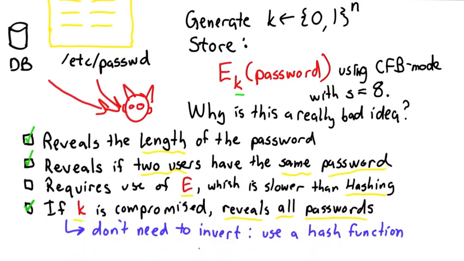The solution to this is that we don't actually need to invert the password to check it's correct. All we need to do is recompute from the entered password some function and check that with what's stored. So there's no reason to have a key here.